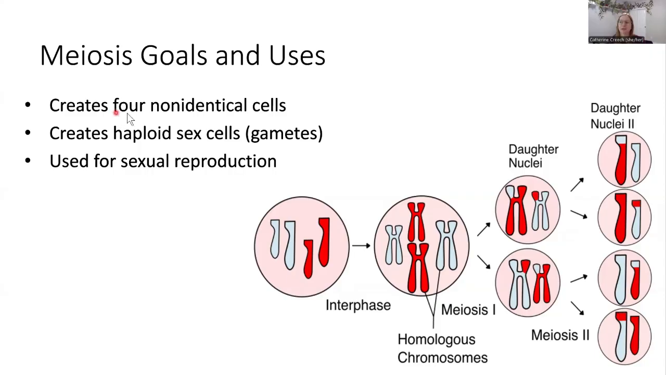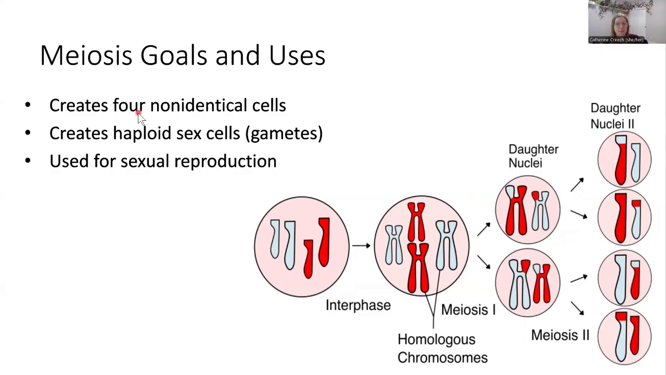Meiosis is going to create 4 non-identical daughter cells. That means that you'll have 4 genetically different cells by the time you're done with meiosis. Meiosis is used to produce sex cells. Specifically, we call those gametes. In humans, those gametes are called sperm and egg.